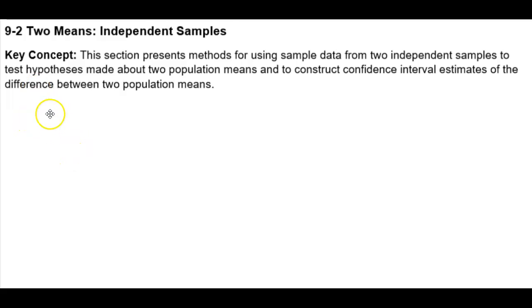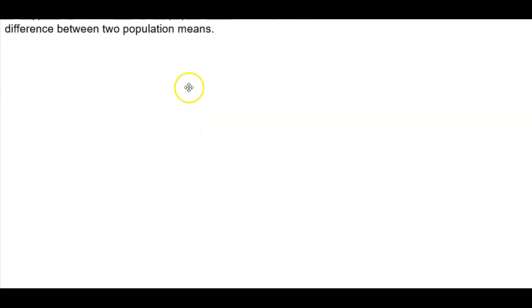Section 9.2, two means, independent samples. Key concept: this section presents methods for using sample data from two independent samples to test hypotheses made about two population means and to construct confidence interval estimates of the differences between the two population means.